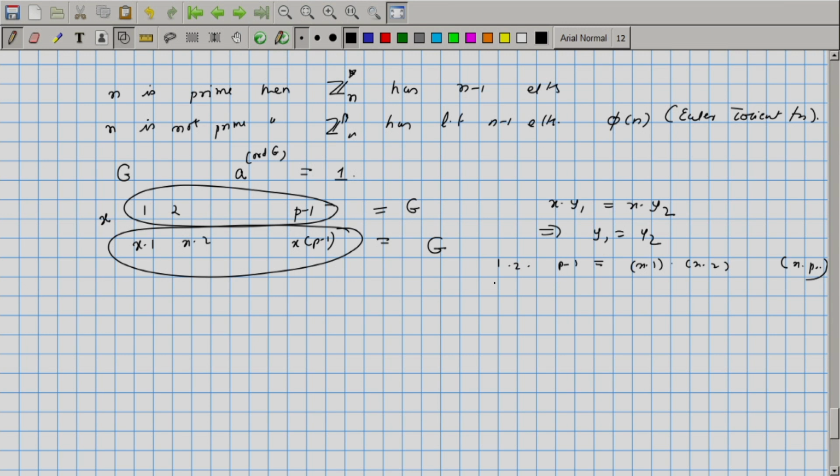Okay. So, now you can just cancel off things, you can rearrange. So, if you write this as p minus 1 factorial, this is going to be equal to x raised to p minus 1 times p minus 1 factorial. All these operations are carried out mod p. So, these get cancelled. So, we will get x raised to p minus 1 is equal to 1 mod p. This result, when applied to Zp star, is also known as Fermat's little theorem.